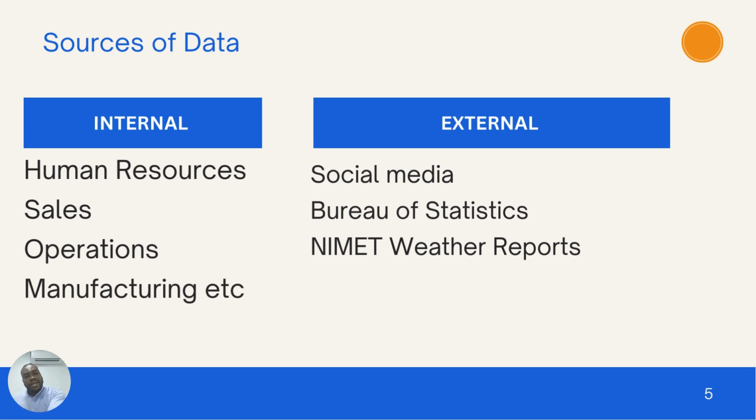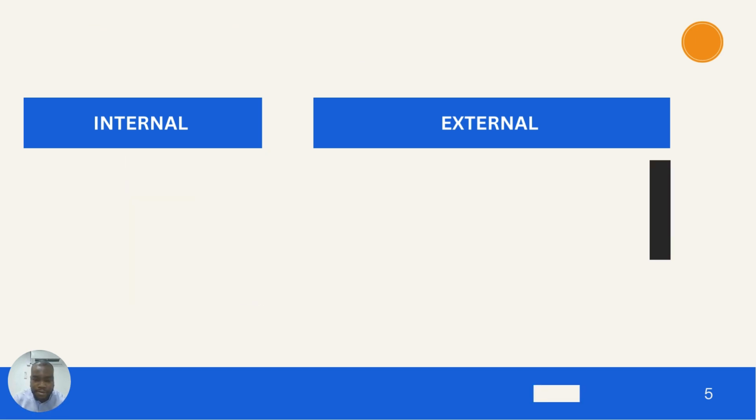So getting the data from internal is not enough. Internal gives you an idea, okay, this is what is happening. External also gives you an idea of why it is happening that way, right? So we have different sources of data. These are just some examples that I've given to you: weather reports, bureau of statistics, social media. These are just basic examples, but there are so many sources of data in the world today, right? And you will come across them as we move on in the program.